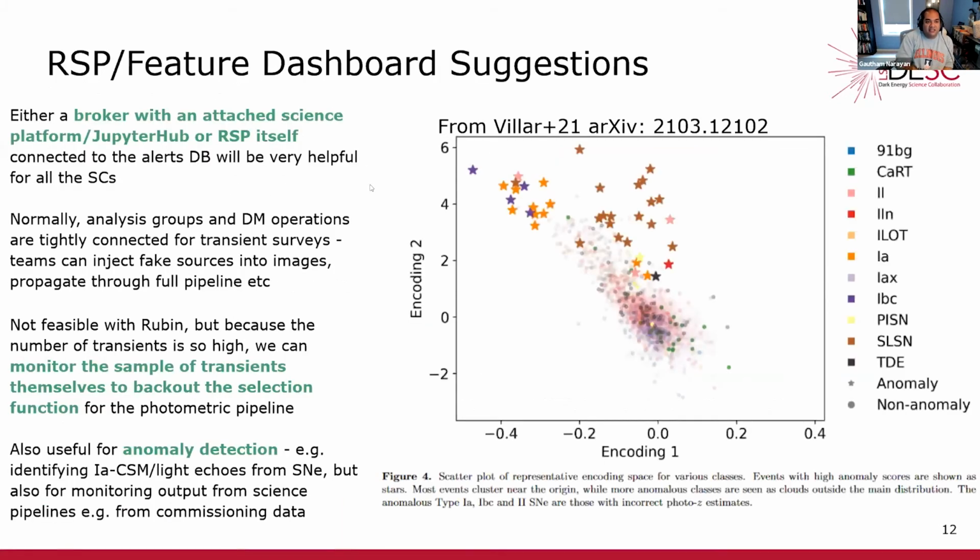And finally, I'll say that there's this entire need for all of the science collaborations to monitor entire populations of transients. And you can do that, I think, as part of brokers or as part of the Rubin Science Platform. But the idea is that fundamentally, we can't do fake source injection in LSST easily, but we have so many transients that we can treat them as a statistical sample and monitor them to back out what the selection function is. This is also really useful for anomaly detection.